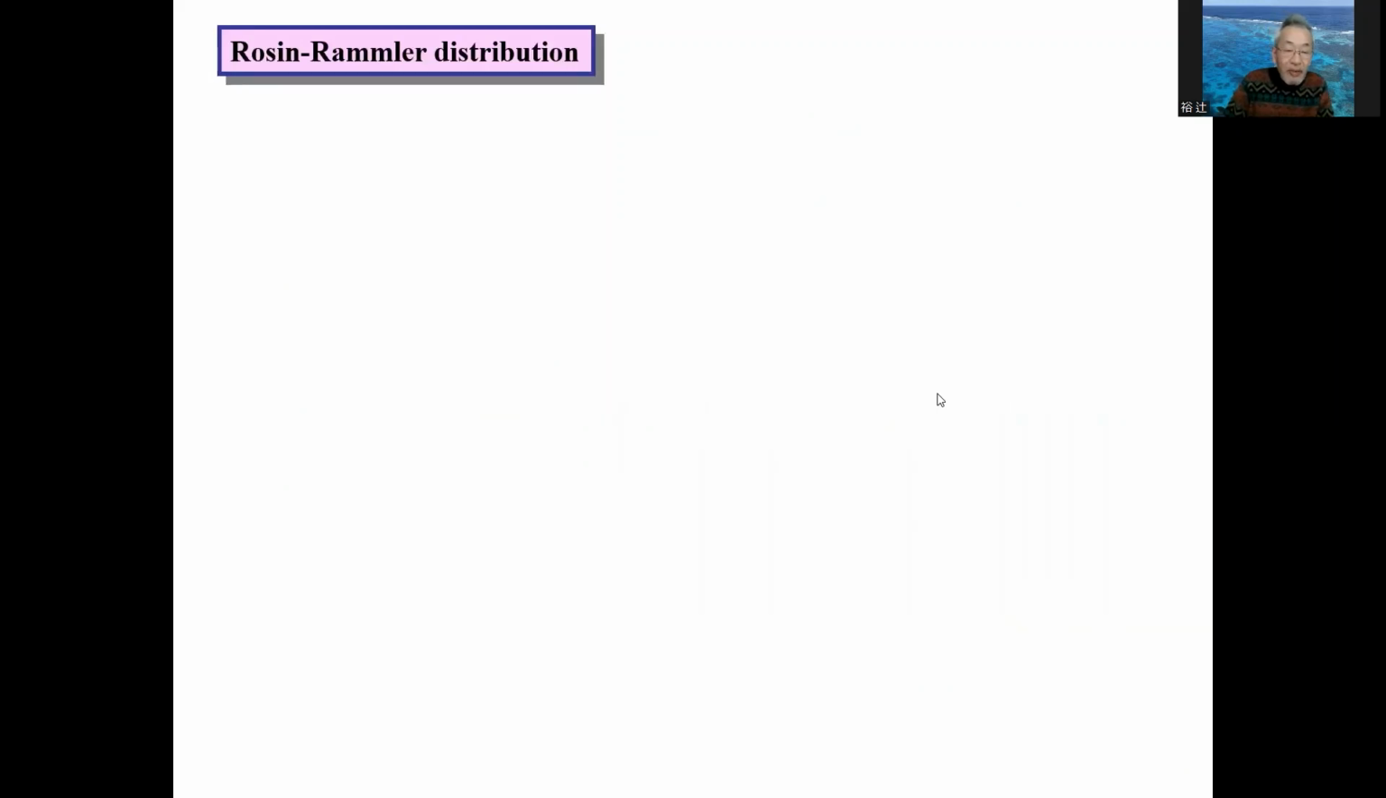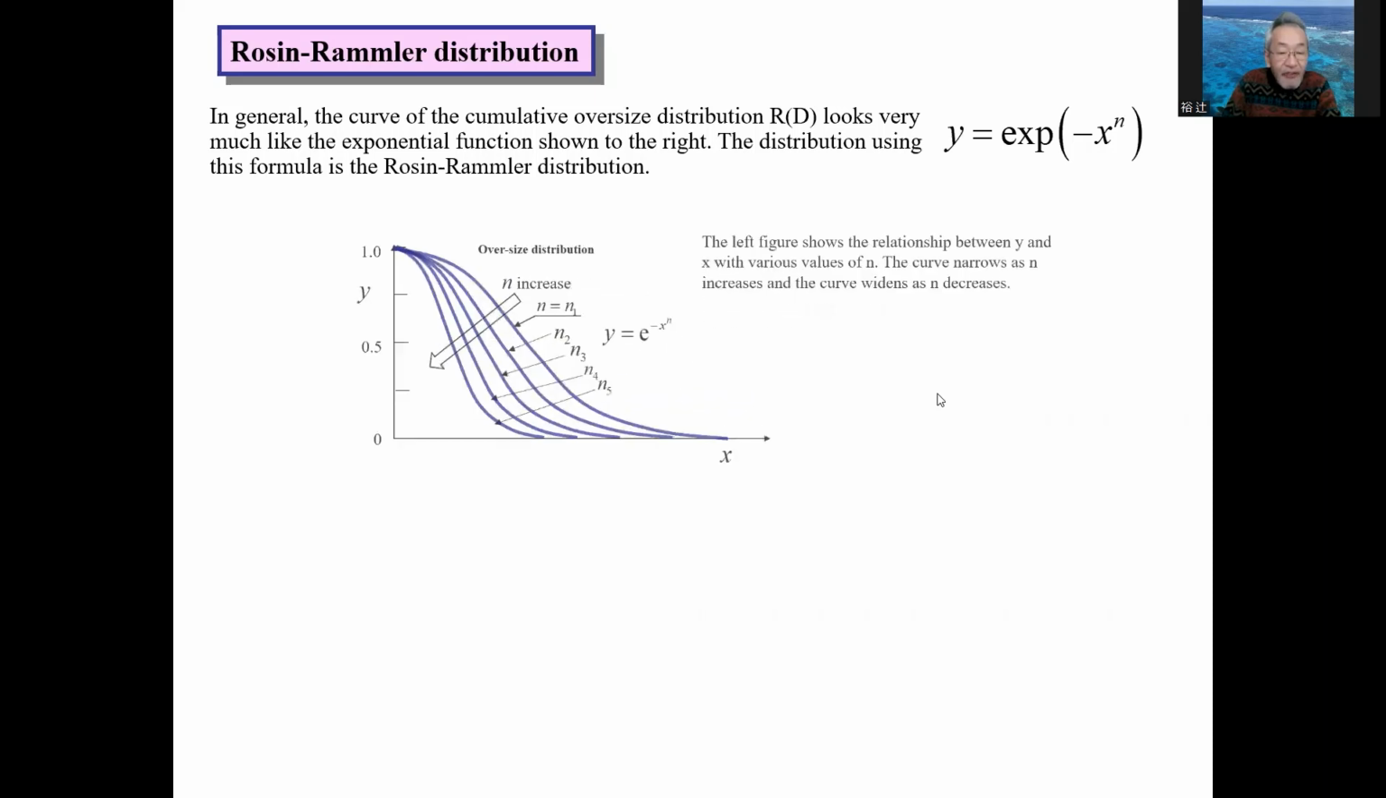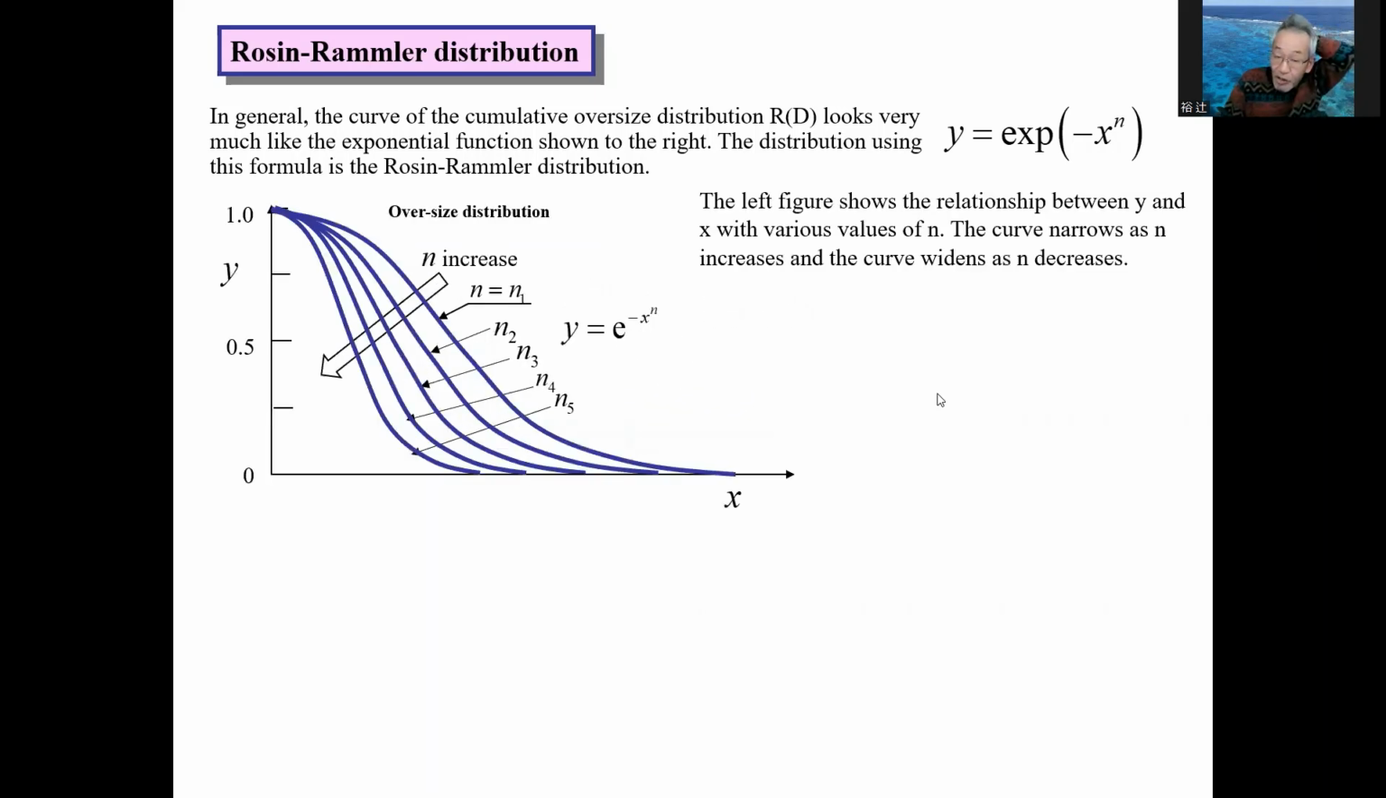Finally, I will explain the Rosin-Rammler distribution. In general, the curve of the cumulative oversieved distribution R looks very much like the exponential function shown on the right. The left figure shows the relationship between y and x with various values of n. The curve narrows as n increases and widens as n decreases.